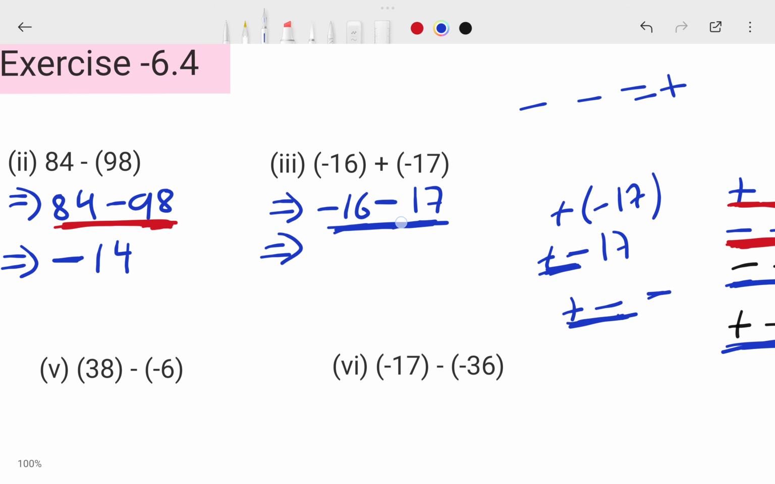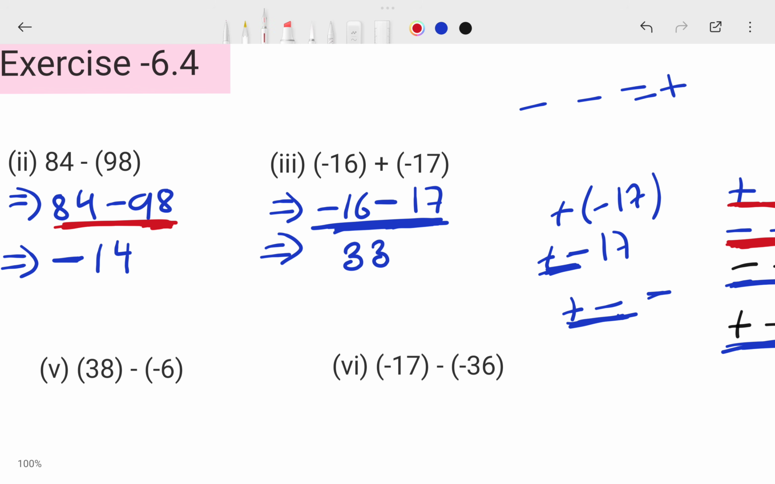So now we have to add these numbers. Why? Because this is minus 16 minus 17. If you take minus, it is plus, so we have to add this together. So if you add this number, 16 plus 17, it is going to be 33.